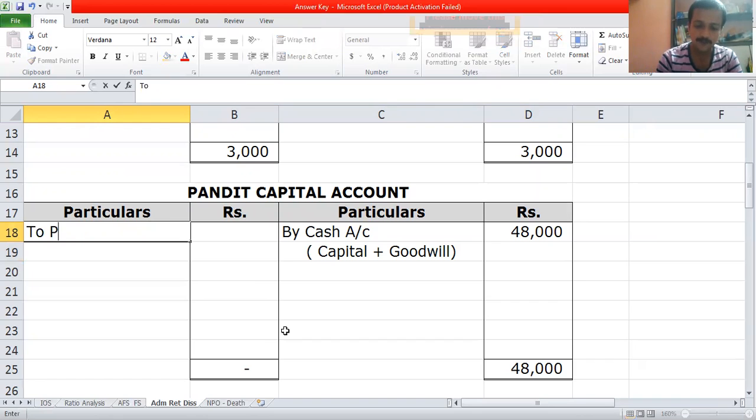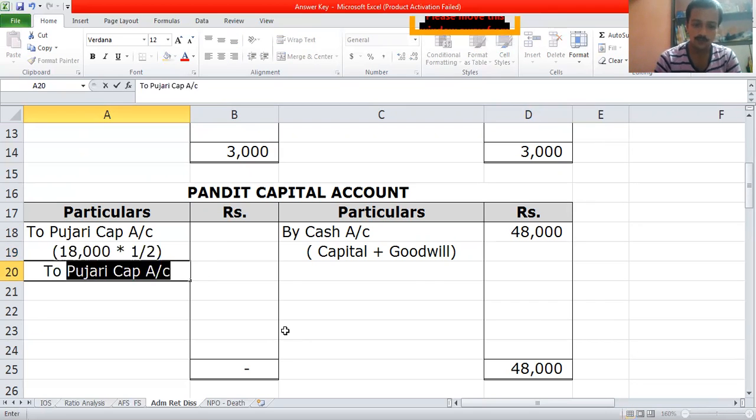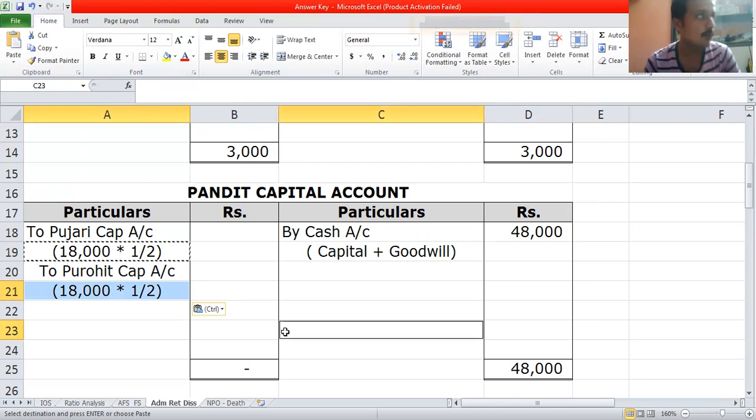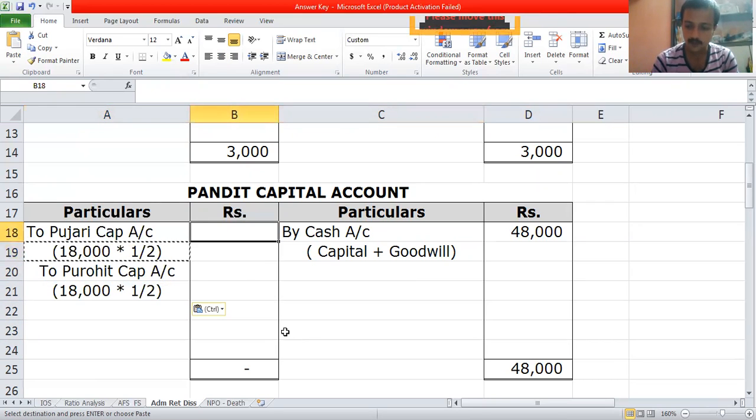So here I will be writing first Pujari capital account. In exams, you don't use short form, as I don't have enough space, I'm doing it. So first, you clearly show it is 18,000 into the sacrifice ratio, that is 1/2, and next is to Purohit capital account. Okay, so Purohit capital account also will be 18,000 into 1/2. 18,000 into 1 by 2, it will be 9,000.